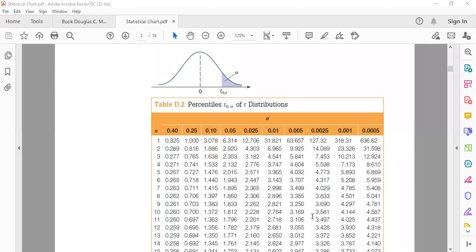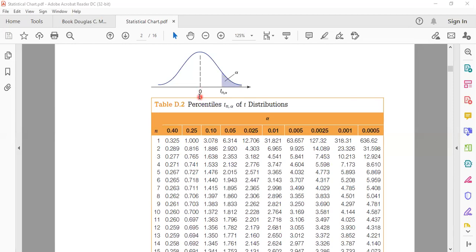This statistical chart consists of several pages, 16 pages altogether. In today's class, we will be concerned with this particular page, which gives you the percentiles of the Student's t distribution. And this figure is telling you that the population is normal. How can I say that? Because the point zero is written over here.